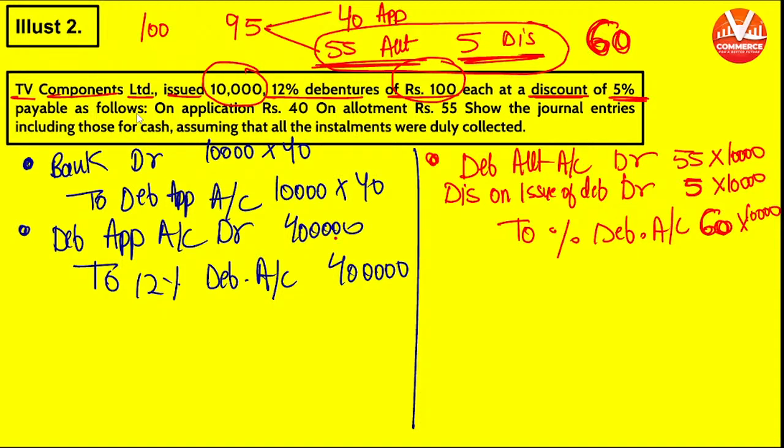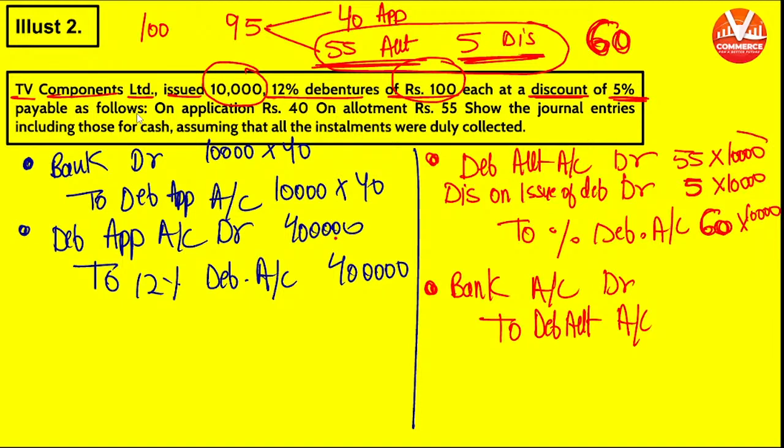And then you will receive allotment. So we will receive allotment: bank account debit to debenture allotment account. How much will you receive? You will receive 55 rupees. So it will be 5,50,000. Well done, Dolphy. So yes, we will receive 5,50,000. It will be debenture allotment, Dolphy. Bank debit to debenture allotment.